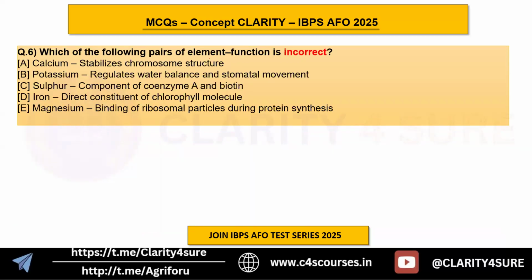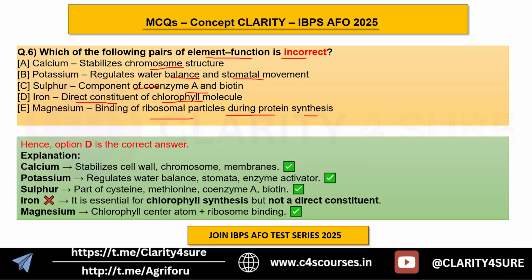Which of the following pairs of element to function is correct? We have to choose the element and function pair which is incorrect in this question. Calcium stabilizes chromosome structure. Potassium has a function in regulating water balance and stomatal movement. Sulfur is a component of coenzyme A and biotin. Iron is a direct constituent of the chlorophyll molecule. And magnesium, binding of ribosomal particles during protein synthesis. So for this question, the correct answer would be option D, which is incorrect here. The rest of the options are correct.